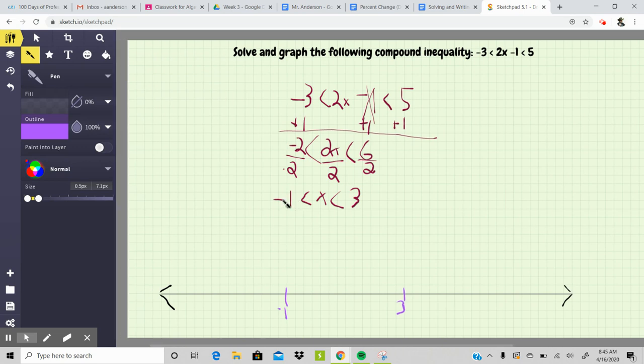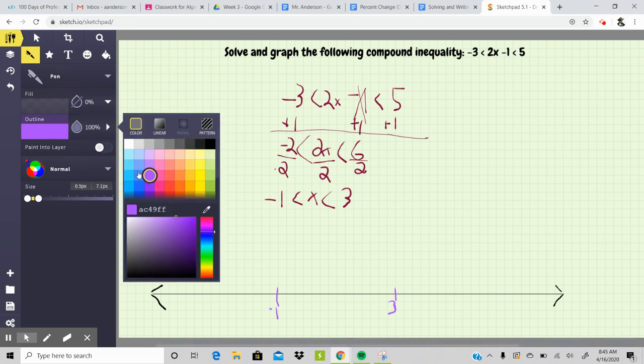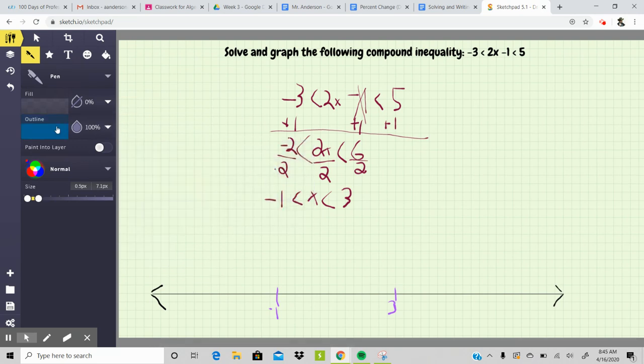X is going to be bigger than -1, so that means I don't want to shade stuff to the left of this -1 right here, because -1 is less than x, so x is bigger than -1. So that means I need to shade stuff on the right side of it. Notice how it's just less than, and it's not or equal to, so it's just an open circle, and I need to shade stuff to the right of it. Okay, I'm just going to start off going that far about.